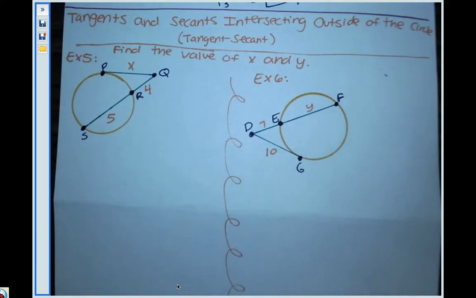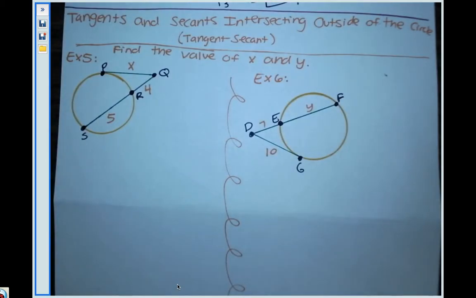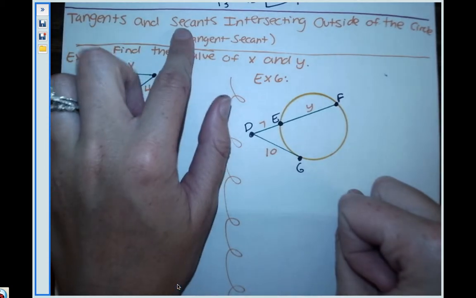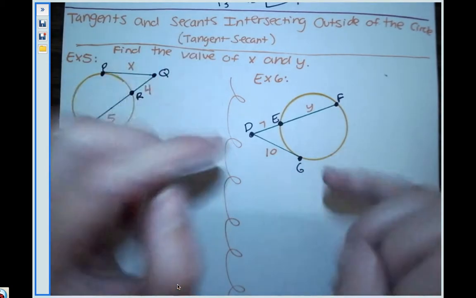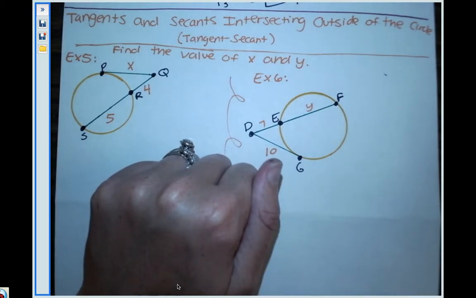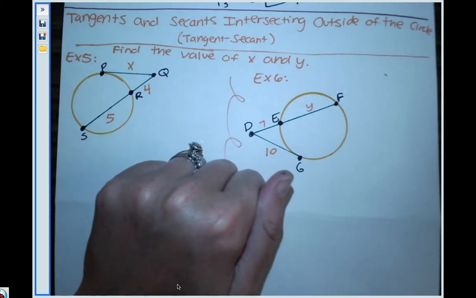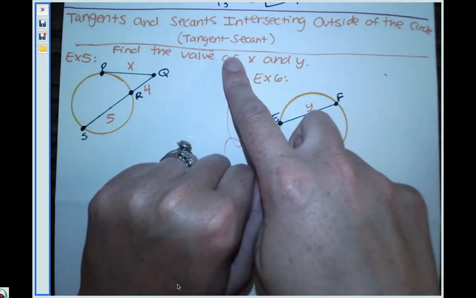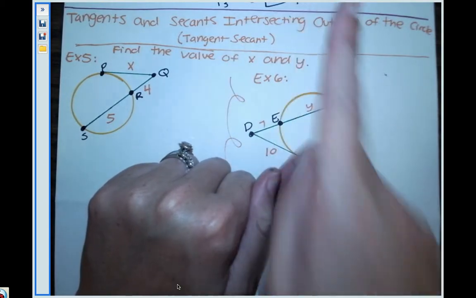Howdy do. Let's get going on example 5 and 6, you guys. So this is a brand new relationship between segments intersecting outside the circle, which these two nifty segments are tangents and secants. Whoa, right? The more types of segments involved, the better, right? Guys, and since this involves tangent and secants intersecting outside the circle, I'm going to call this tangent secant. So this is the tangent secant property.